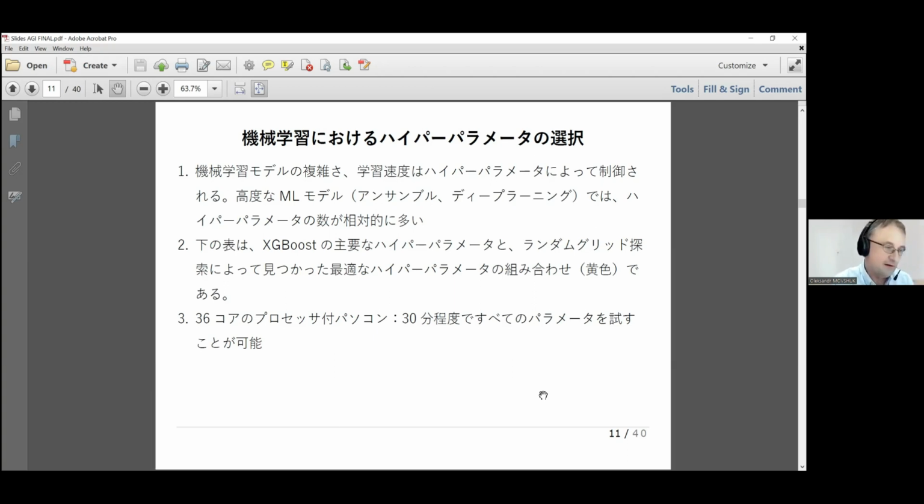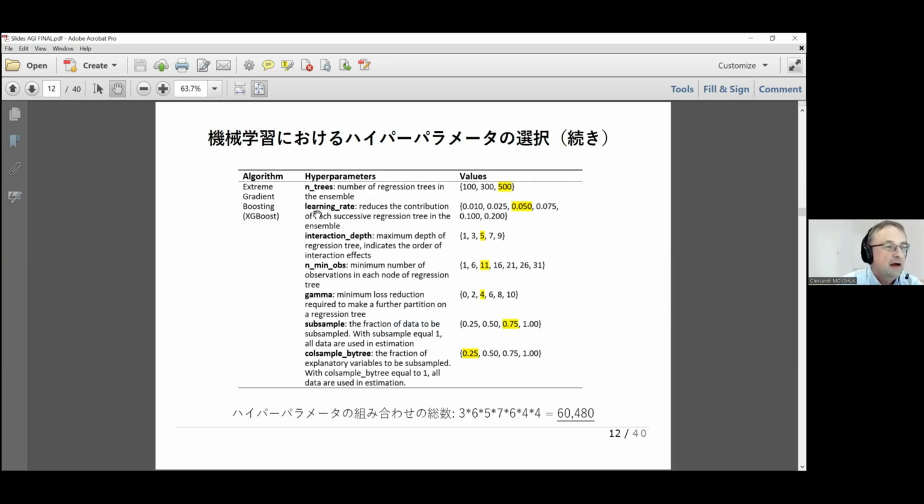Basically, to split the computation job across different processors, it usually takes about 30 minutes of processing time. So the first hyperparameter of XGBoost is the number of trees. I tried 100, 300, 500.